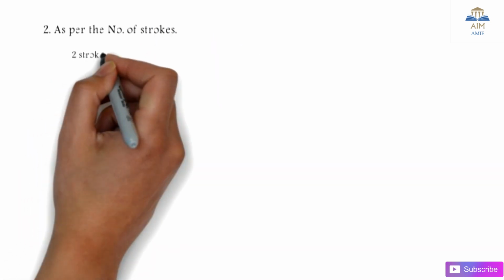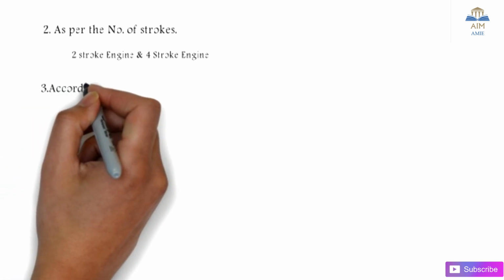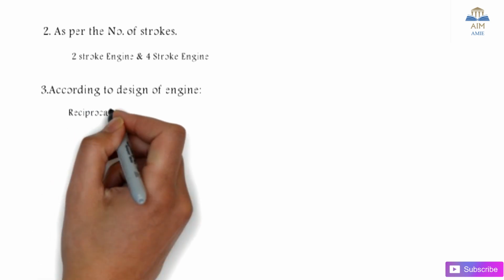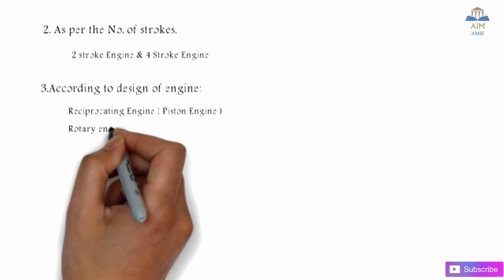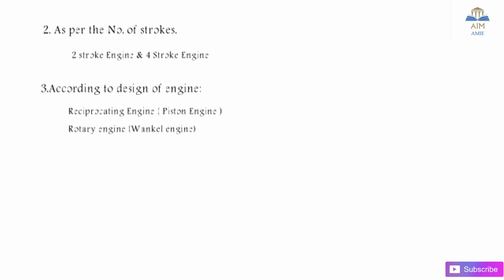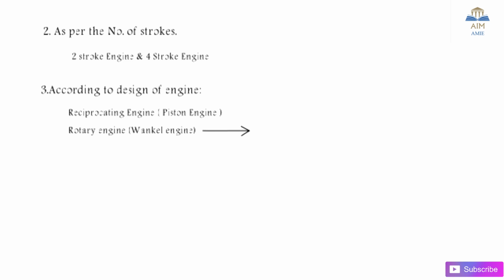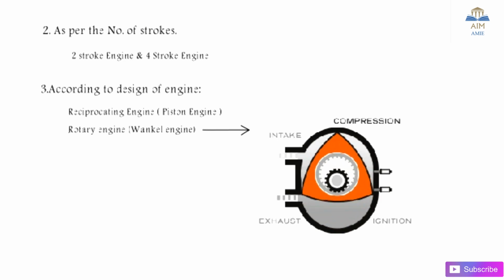So we have the 2-stroke engine and the 4-stroke engine. We have also made a particular video on this. The next one is according to the design of the engine, which is the reciprocating engine, the piston engine, and the rotary engine, which is the Wankel engine. So guys, for the Wankel engine I have made a simple animation. So this is the particular Wankel engine, that is the rotary engine.